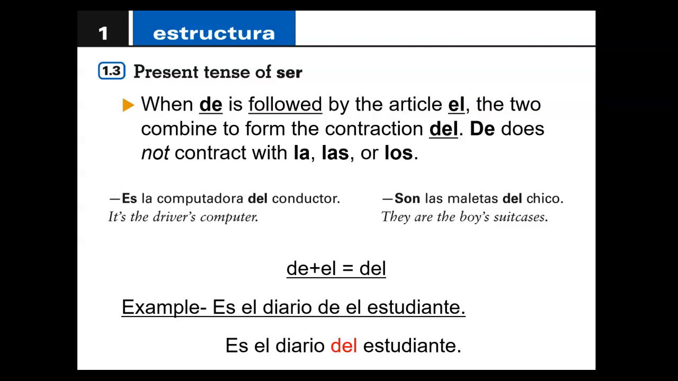Alright, so when de is followed by the article el, the two combine to form the contraction del. Just like we use cannot and then we change it to can't, this is similar. De does not contract with la, las, or los. So if we skip down here, de plus el equals del. That's just for pronunciation purposes, so we're not saying de el conductor, we're simply saying del. It runs together, it sounds smoother. The example that I gave you, es el diario de el estudiante: notice de and el are together, and we need to combine those. So it should say es el diario del estudiante. Make sure that you use a contraction anytime you see de and el together, and I'm sure that'll be on your work also. Remember, de plus el equals del.